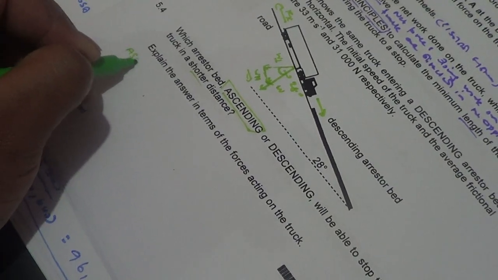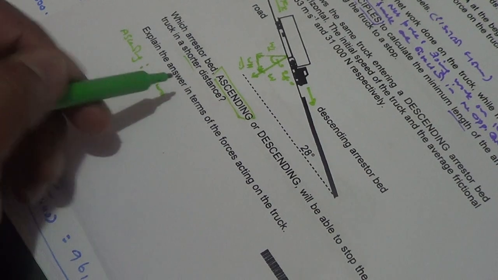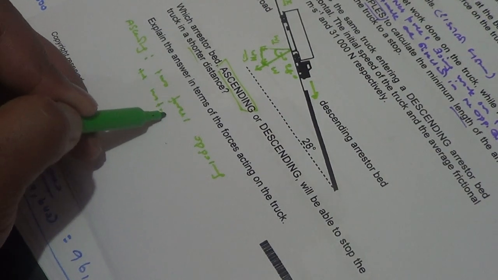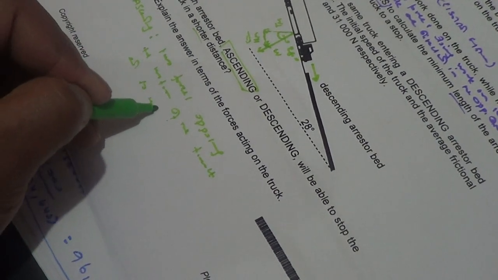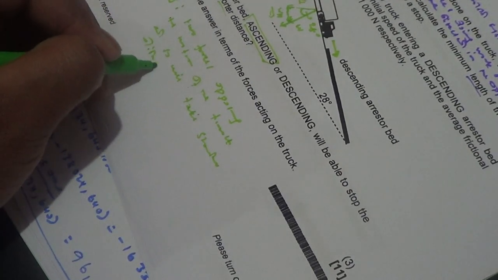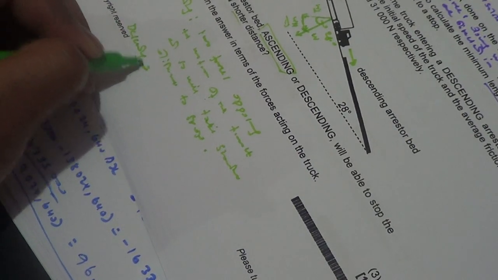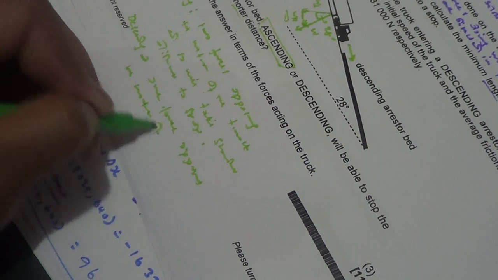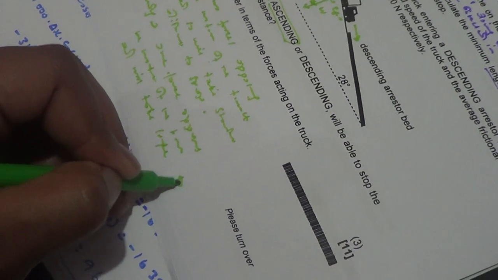Let's just do it. Ascending, the ascending arrestor bed, you can just say there are two forces opposing the motion of the truck, and so it will take a shorter distance to stop. In the descending one, there's only one force opposing the motion of the truck and it will take longer to stop.